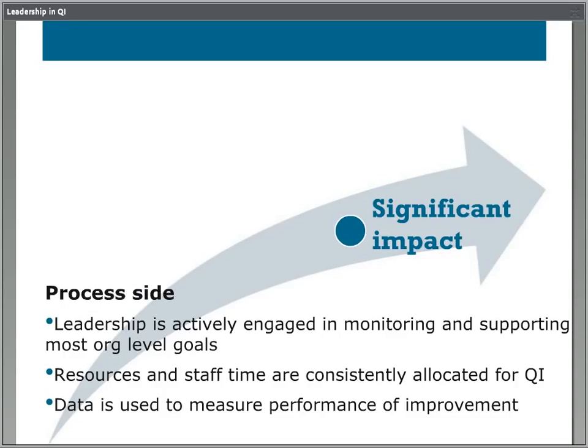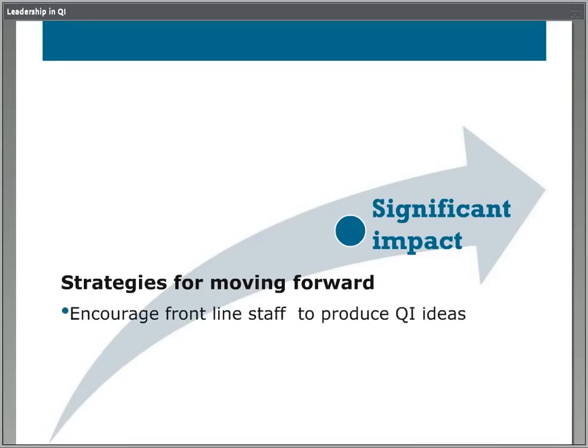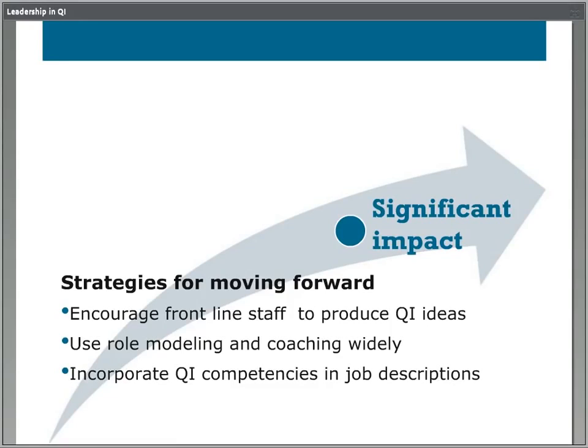So we still want to move forward though. Encourage frontline staff to produce QI ideas. So now we're starting to shift to the whole workforce. We want to encourage everybody to start thinking this way. Role modeling and coaching is really important here. I can't stress this enough. Everybody needs to see from leadership what the behaviors and values are. And we can start to incorporate competencies of QI in job descriptions, so we're drawing the right people into the organization as we go. We want to start evaluating processes and outcomes. And we will talk about evaluation a little bit more in the next webinar.